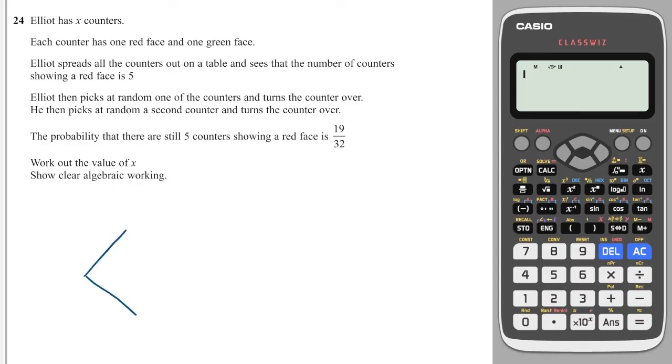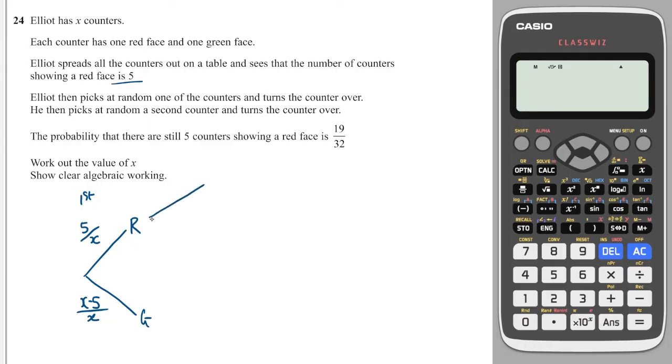Right, first off, the first pick, there are 2 options. He could either pick a red or he could pick a green. Now, what's the chance of picking a red? Well, there are 5 reds showing at the start, as it says, and there's a total of x counters, so it's 5 over x. And if there are 5 showing red, and there are x in total, then how many greens will there be? Well, there'll be the difference between x and 5, which will be x minus 5. And that will be over x, because again there are x counters on the table.